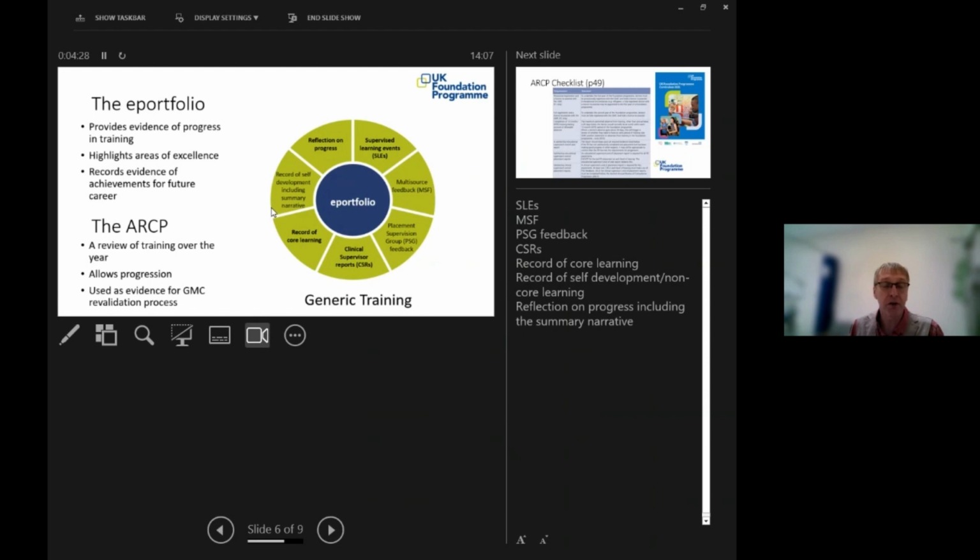For those who aren't familiar with the process, the e-portfolio is reviewed at the end of the year at something called the ARCP, the Annual Review of Competency Progression. All trainees have to do this once a year, regardless of whether they're full-time or part-time. It's really a review of training and an assessment of whether the trainee is prepared to move on to the next stage of training.